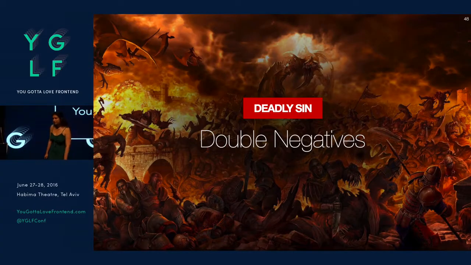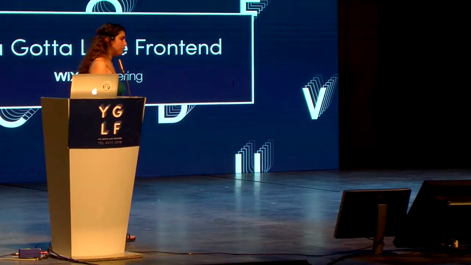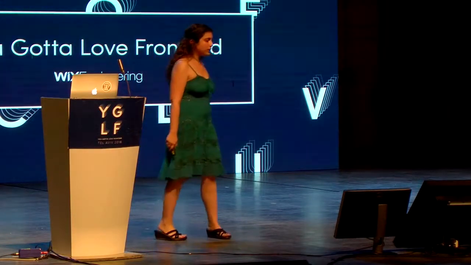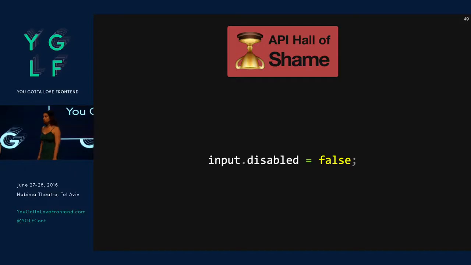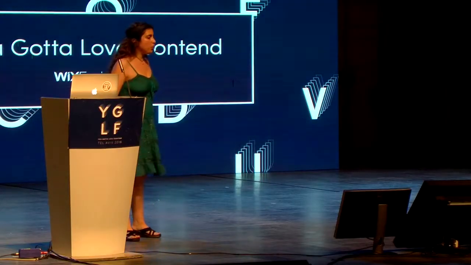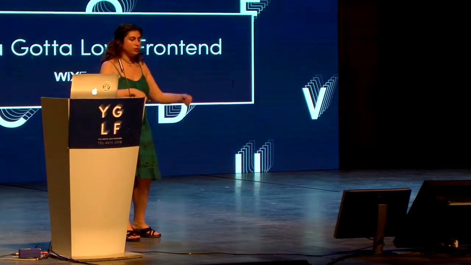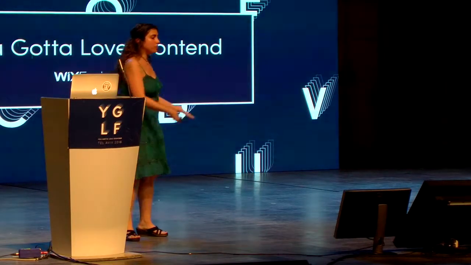Double negatives. Thankfully, most JavaScript APIs are kind of free of them, but there is still this old example. Disabled equals false. So what is disabled equals false? Right, so it's not disabled, so it's enabled. Why couldn't it have been like this in the first place? Why do I have to think in double negatives? People have trouble thinking in double negatives. Disabled is not enabled, so just use enabled.